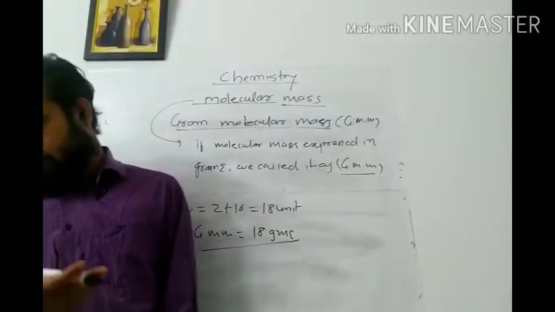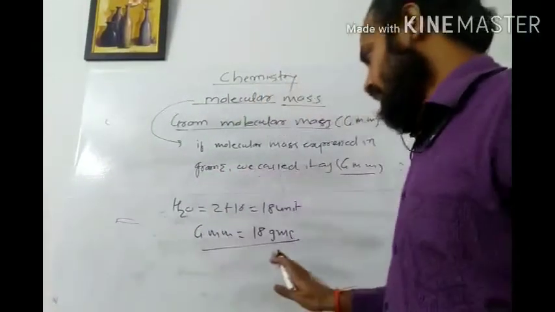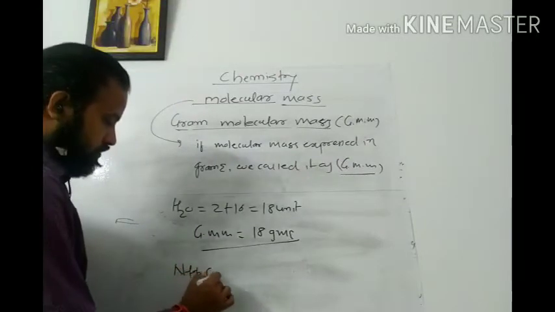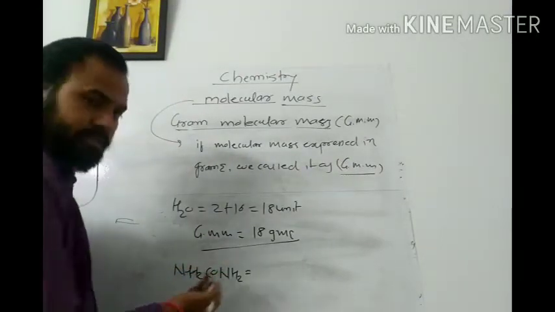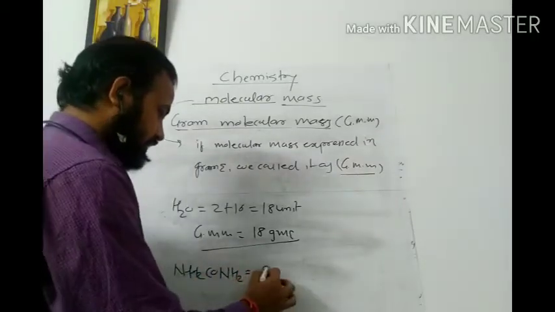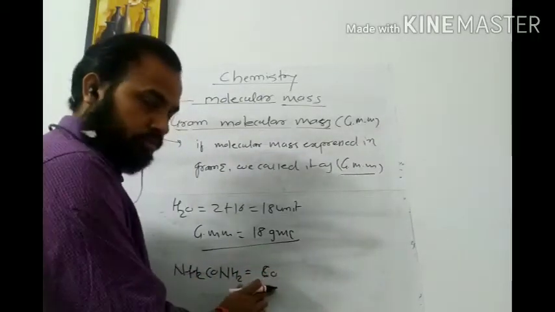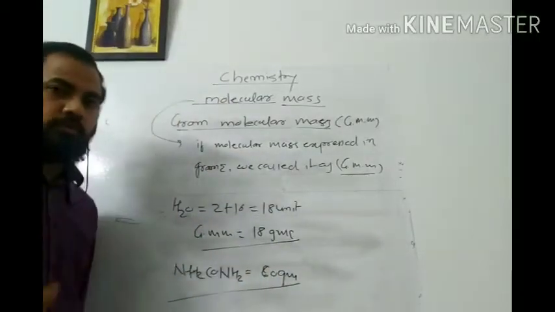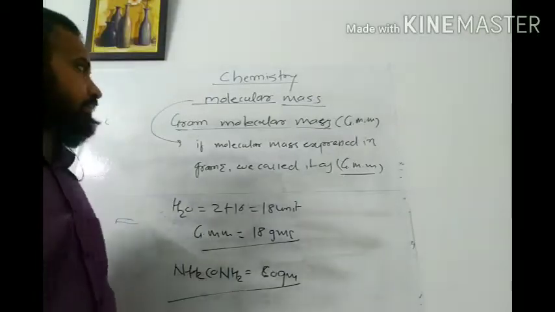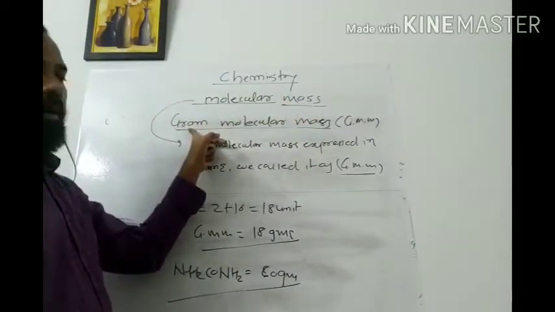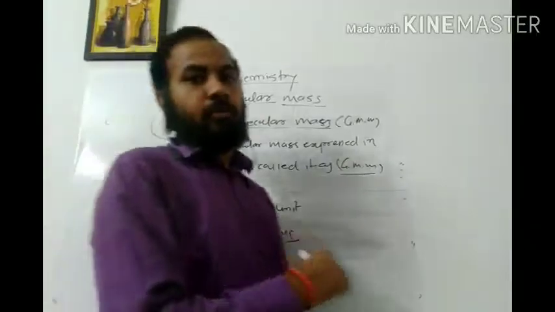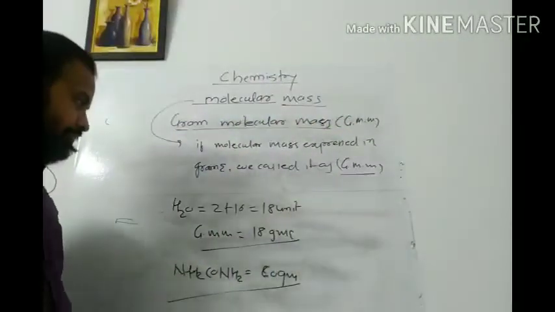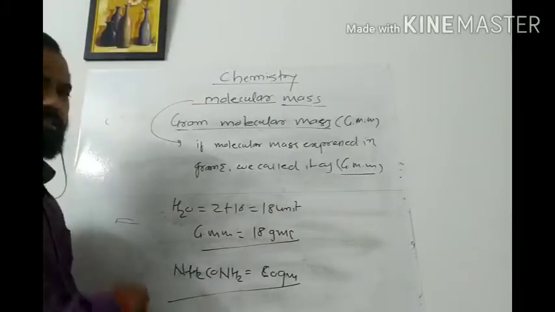So you can take any example. Let us say you take NH2CONH2, that is urea. In that case also you will come to know it is 60 unit. So instead of 60 unit, I can write the gram molecular mass as 60 gram. If we express this molecular mass in terms of gram, that itself is gram molecular mass. Again, one more concept is there after this. I hope you understand it. It is very simple.